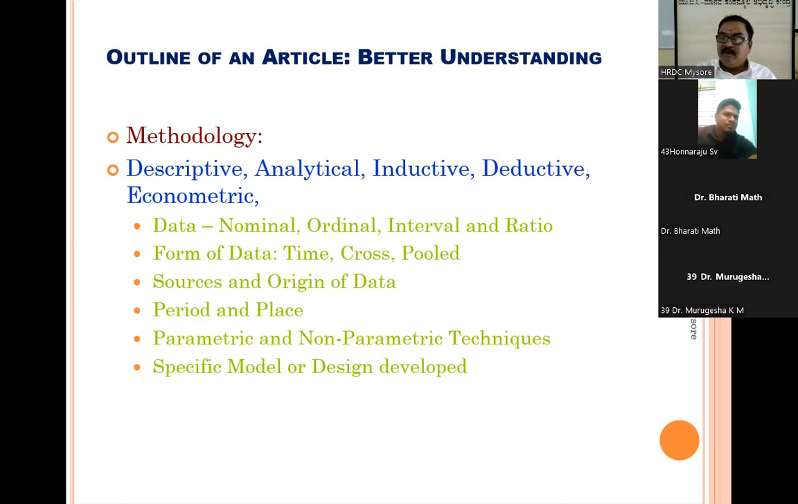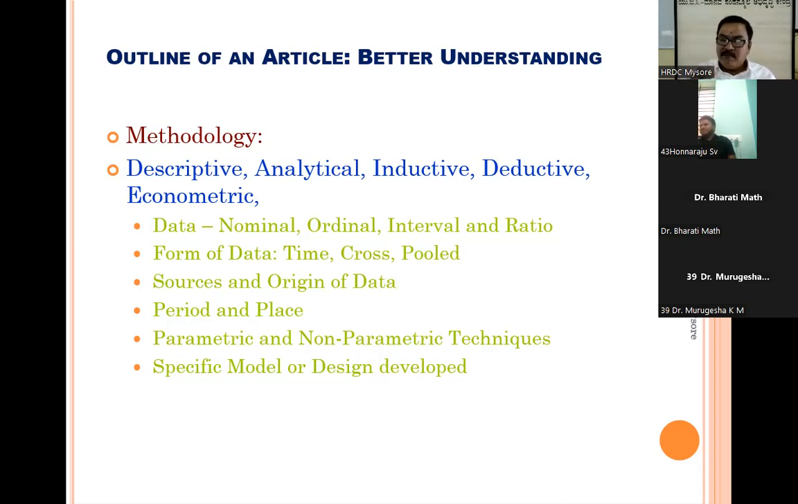For the pooled data, we use pooled data analysis. For the cross section, we use general methodology. For the time series, we start from the stationarity and go up to the ARDL model. So each type of data will go with different lines. And then the origin of the data: primary, secondary, and better always go with the secondary data.